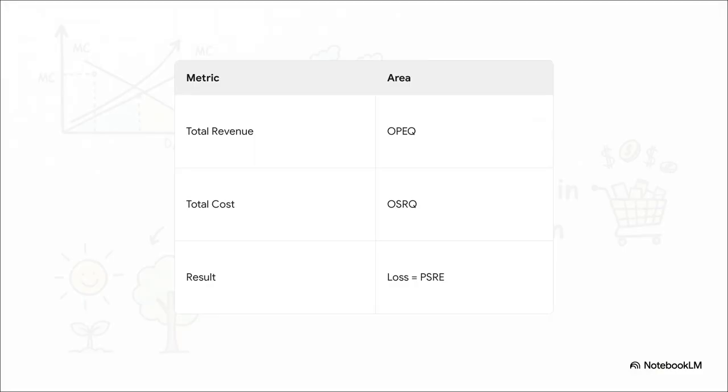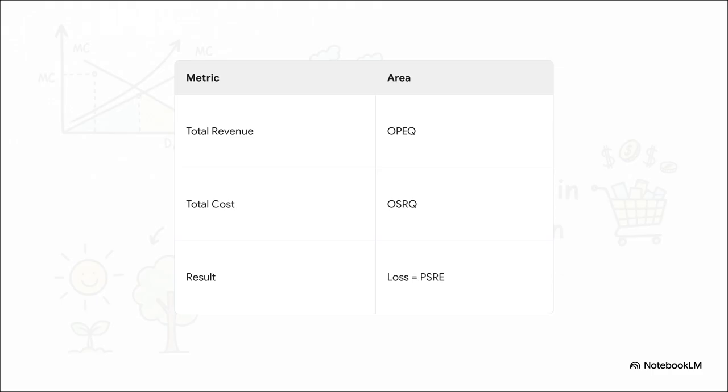To find our total revenue, trace the corners with me, starting from the origin O, up to P, across to E, and straight down to Q. So our total revenue is that box, O, P, E, Q. But what about our total cost? Well, follow the line up from Q all the way until it hits that high SAC curve at point R, then across to S. Our total cost is that much larger box, O, S, R, Q.